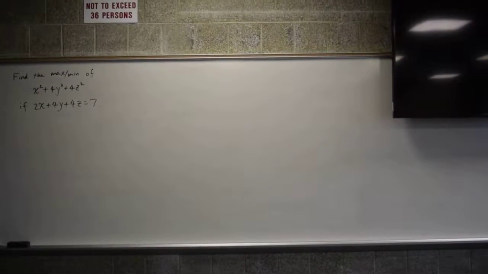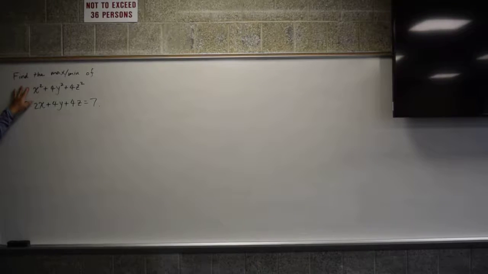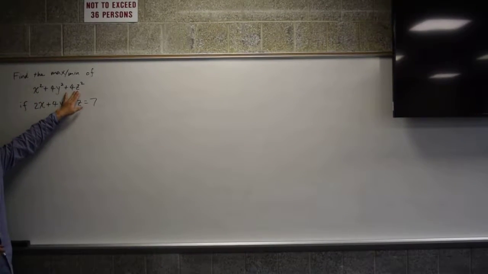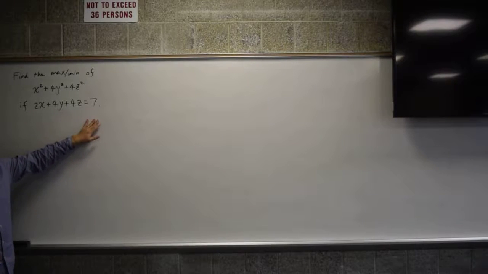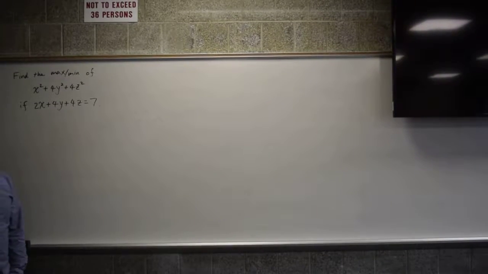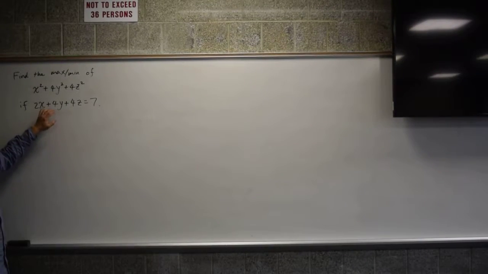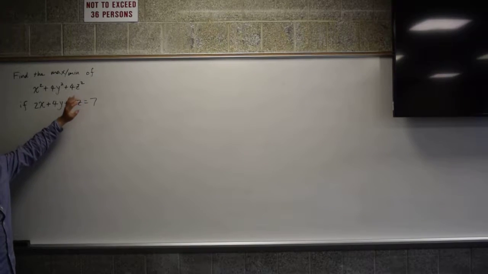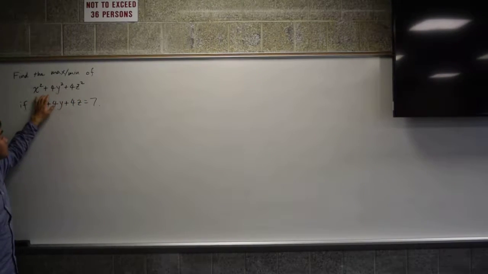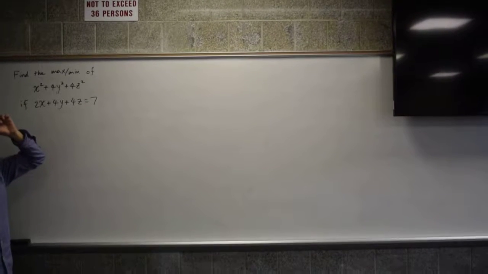Okay, so here's a target function. You want to maximize or minimize x squared plus 4y squared plus 4z squared under this condition. Now, one thing that may not be apparent to you when you first solve this question, but if you think a little bit, you'll see that the maximum value of this function doesn't actually exist.